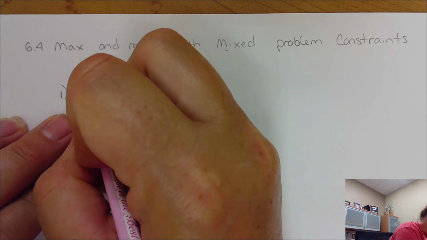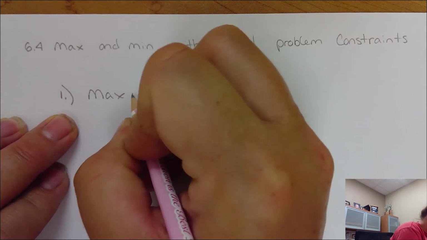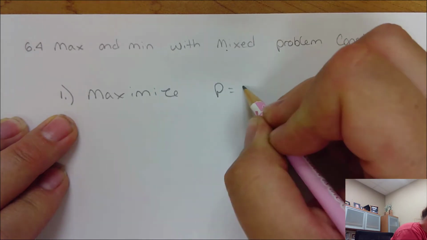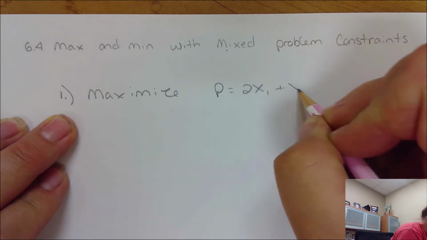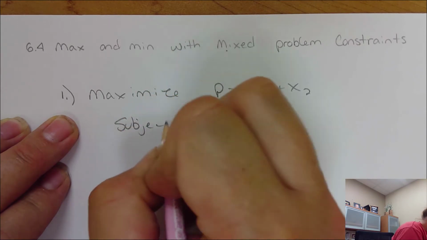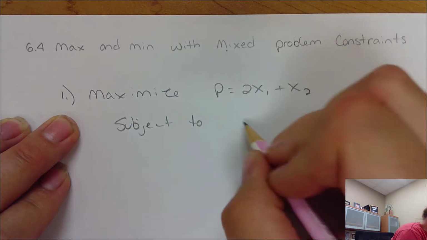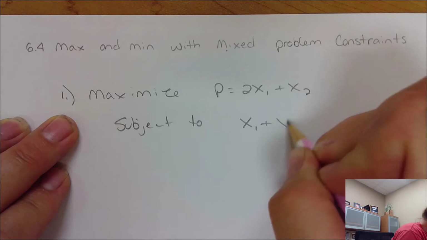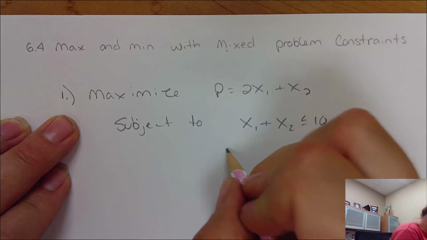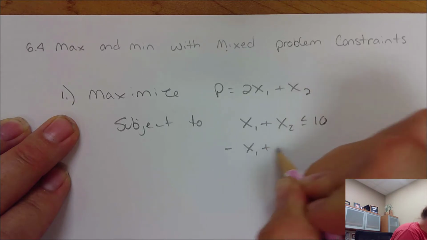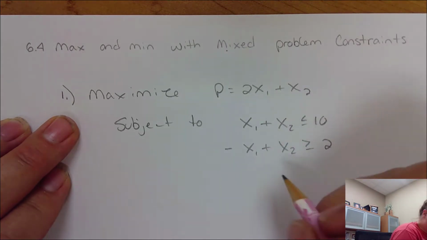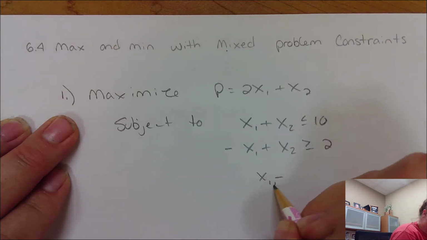What if I want to maximize P equals 2x1 plus x2, and it's subject to x1 plus x2 is less than or equal to 10, and negative x1 plus x2 is greater than or equal to 2. And then you have your positives.